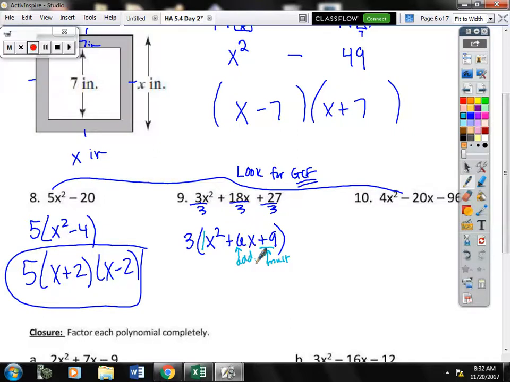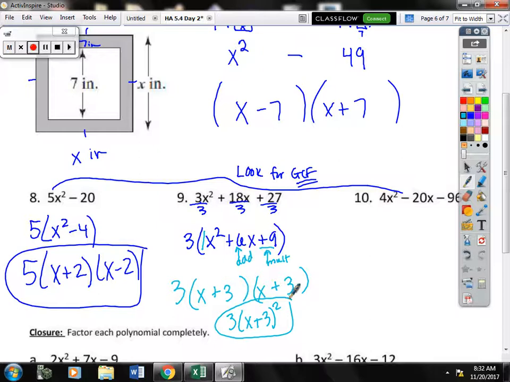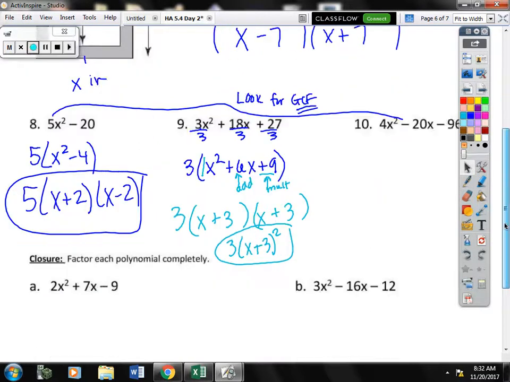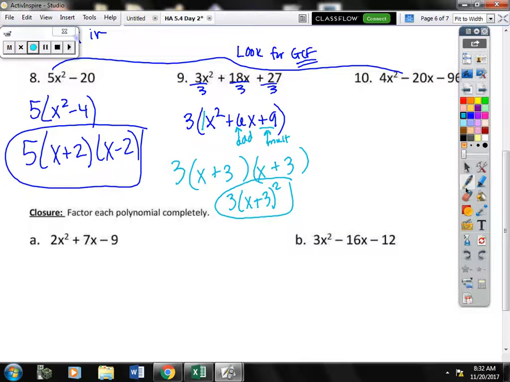Because when you do your little template, it has to be x and x. And when it's just x and x, you don't have to think about foiling it all out every single time. So two numbers that multiply to 9 and add to 6 are positive 3 and positive 3, which we could write as x plus 3 squared. Okay, why don't you guys try 10? Again, look for a GCF there. And then also try the two closures. So try these 3 problems.